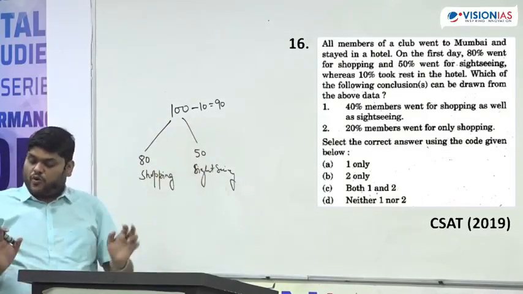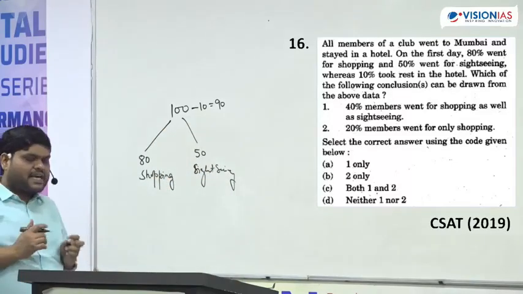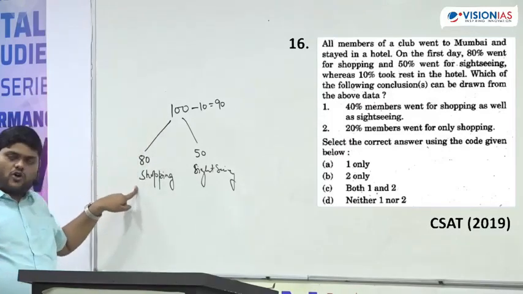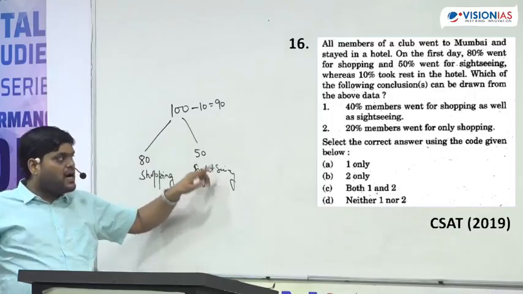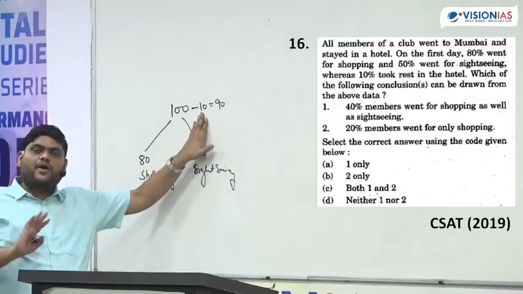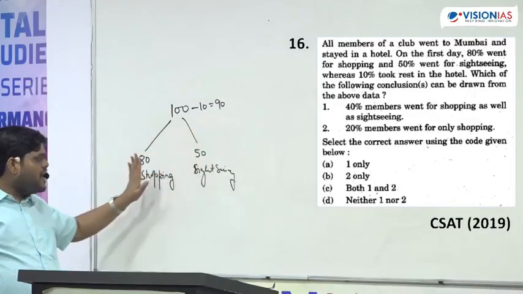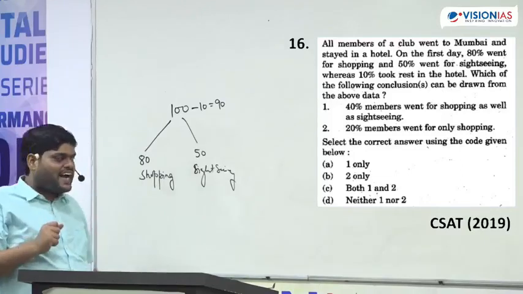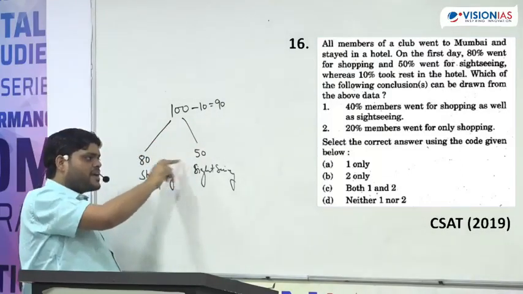10 is not going anywhere. I am repeating, out of 100, 80 are going for shopping, 50 are going for sightseeing, and 10 are not going anywhere. That means only 90% are going either shopping or sightseeing. But if you see that only 90% are there, they are going for shopping and sightseeing.